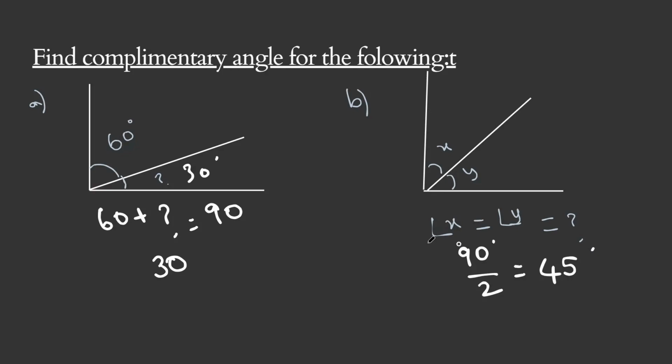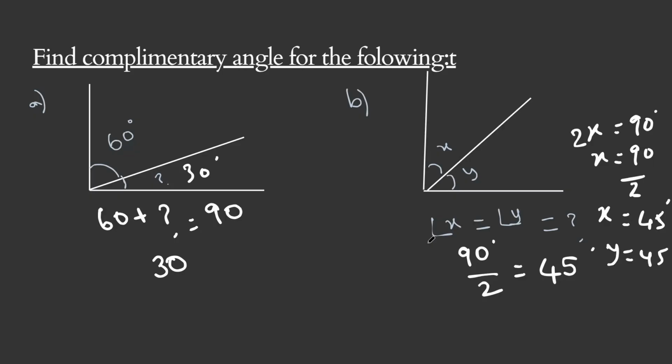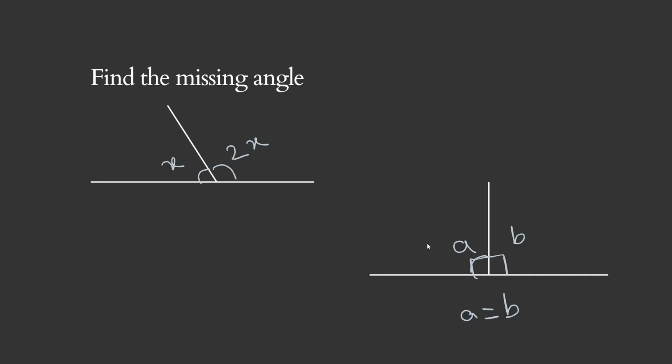So we can take 2x is equal to 90 degrees. x is equal to 90 by 2, which is equal to 45 degrees. So x is equal to y, so y is also equal to 45 degrees. Like that, we can find complementary angles.